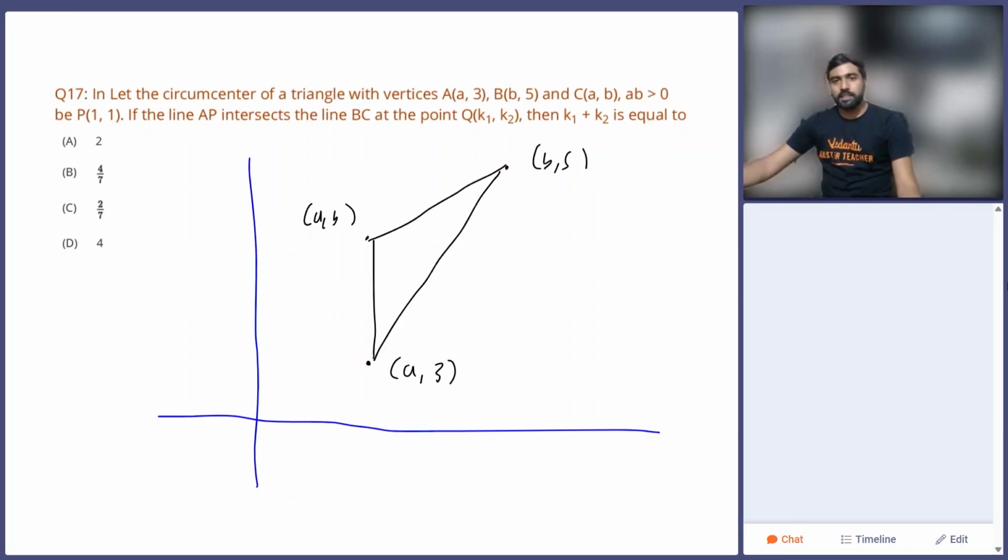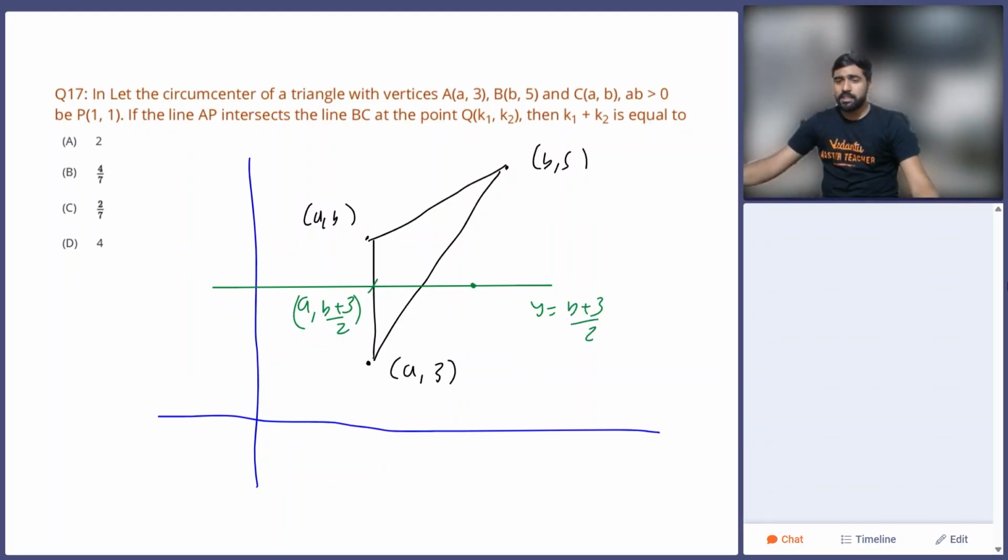And the circumcenter means it lies on the perpendicular bisector, right? So first of all, let me draw the perpendicular bisector of this vertical line that I have. Directly, can I say that it will pass through which point? Over here, (a, (b plus 3) by 2). And what is the equation of this line? It's a horizontal line. So that's directly going to be y equal to constant. So that's y equal to (b plus 3) by 2.